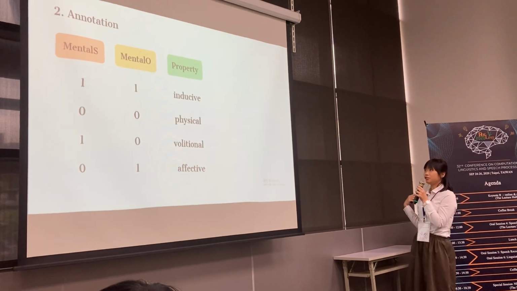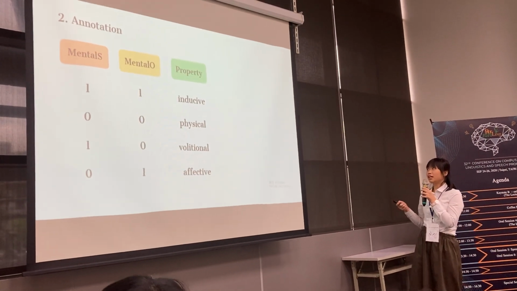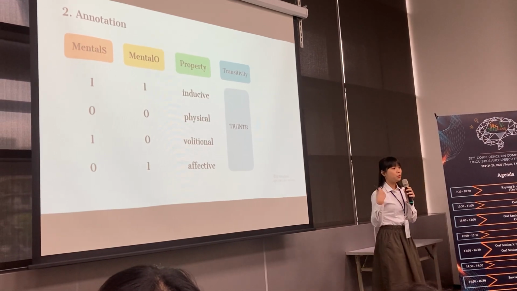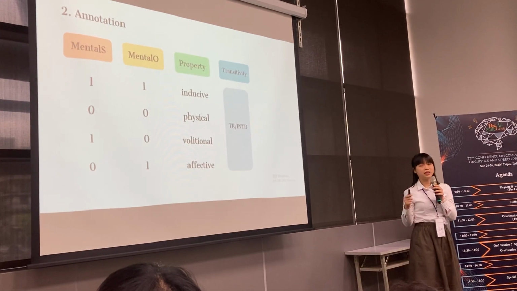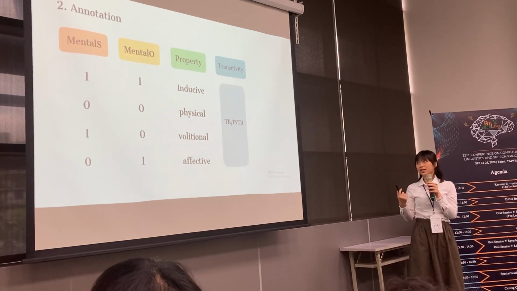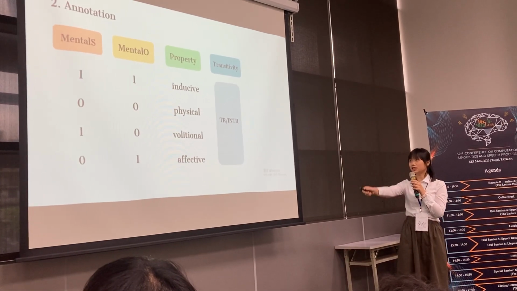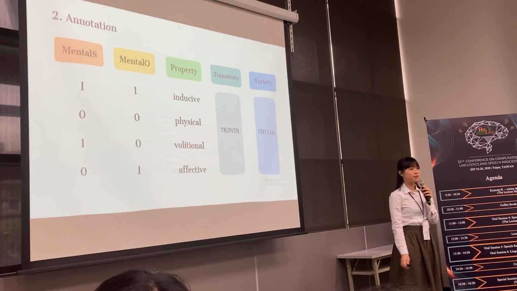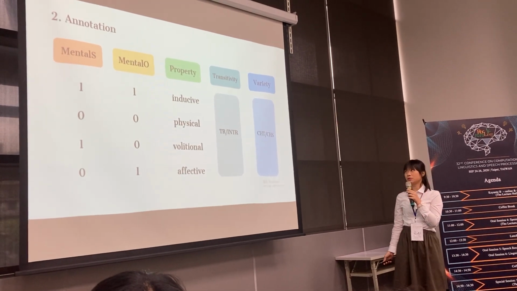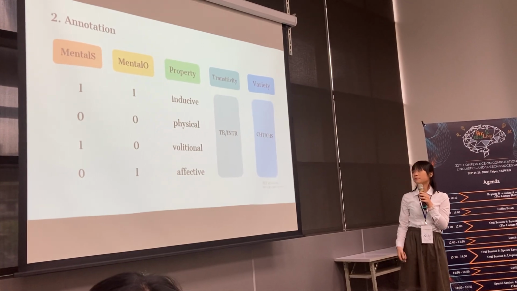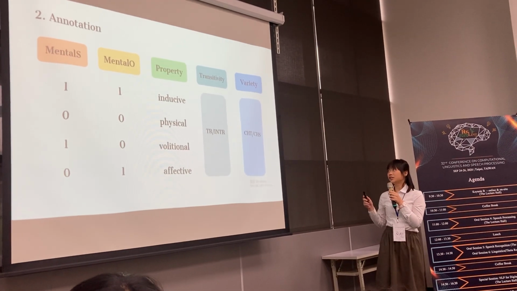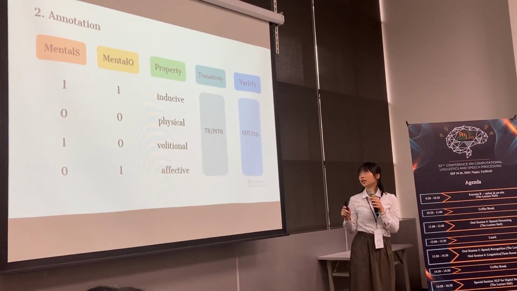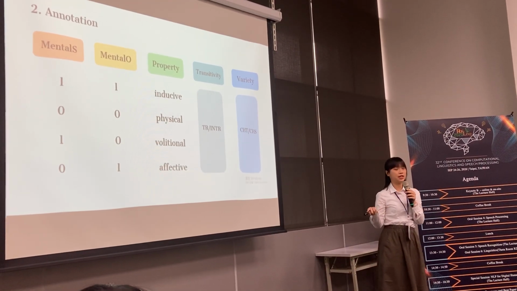After we annotated the property, we decided their transitivity. The transitivity is based on whether the verb after the causal predicate is transitive or not. So it can be either transitive or intransitive. As for the variety, it records the sources of our data. So it can be either CHT or CHS. CHT stands for traditional Chinese, and CHS stands for simplified Chinese.